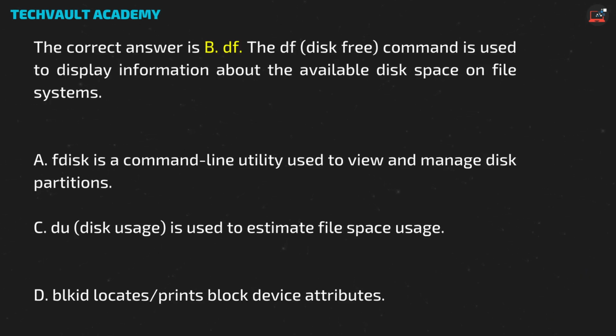The correct answer is B. df. The df, disk free, command is used to display information about the available disk space on file systems. A. fdisk is a command line utility used to view and manage disk partitions. C. du, disk usage, is used to estimate file space usage. D. blkid locates and prints block device attributes.